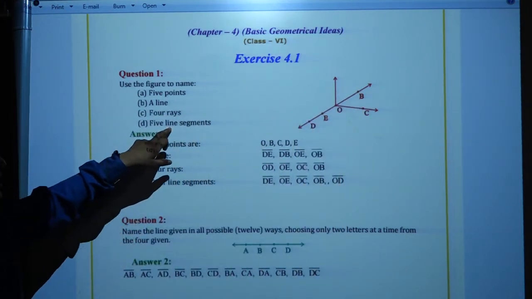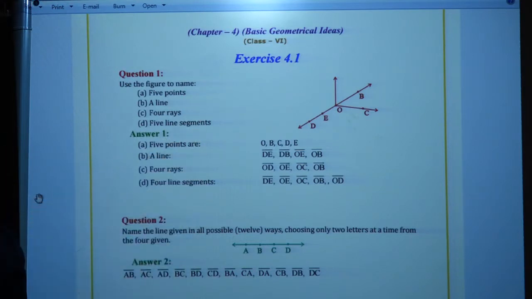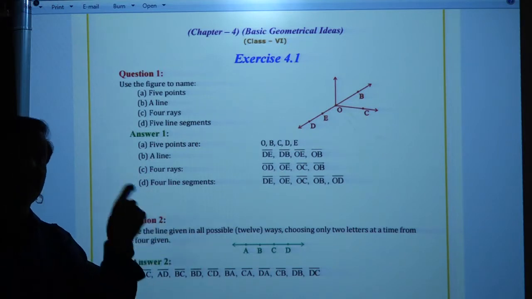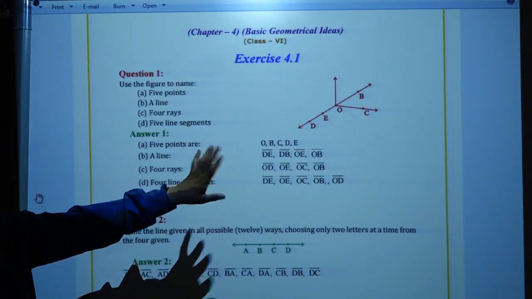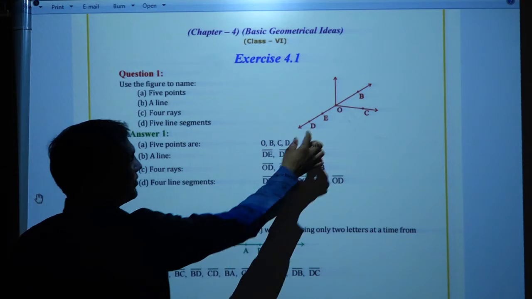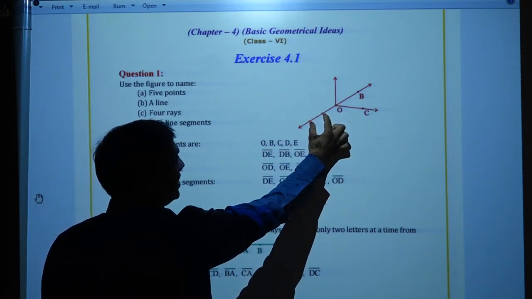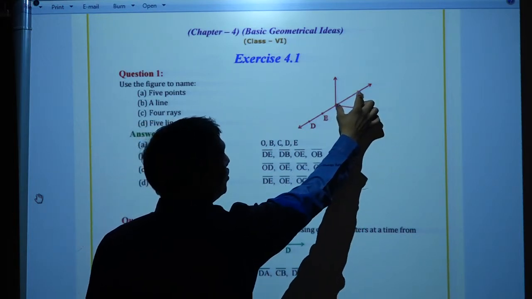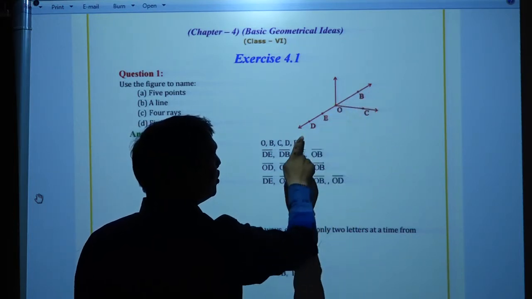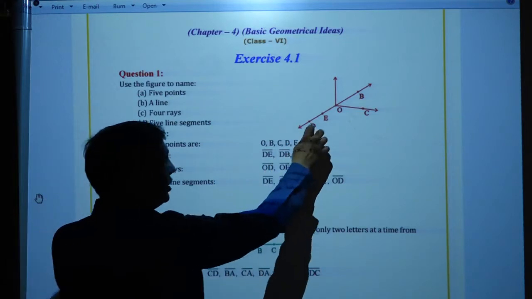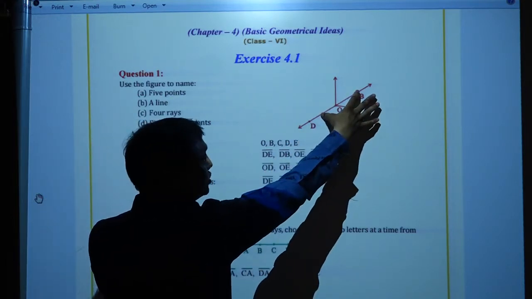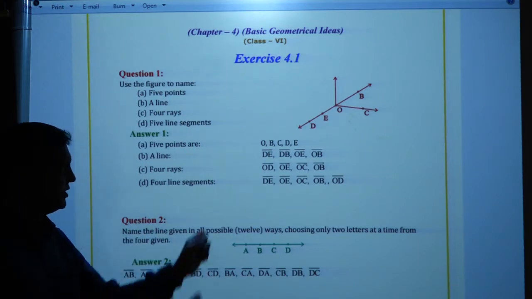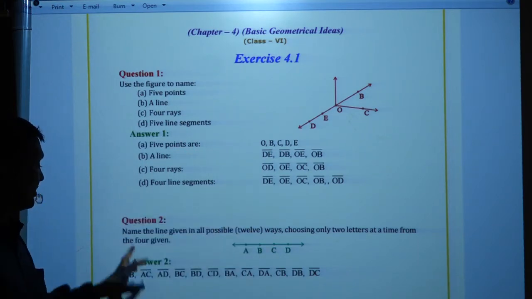Next, 5 line segments are given. Line segment means between 2 points. The distance between 2 points is called the line segment. You can take any 2 points. So here we can take DE. The distance between D and E is one line segment. EO, OC, OB and OD. Or you can take DO also. You can take EB also. The distance between 2 points is called the line segment. Now the next question.